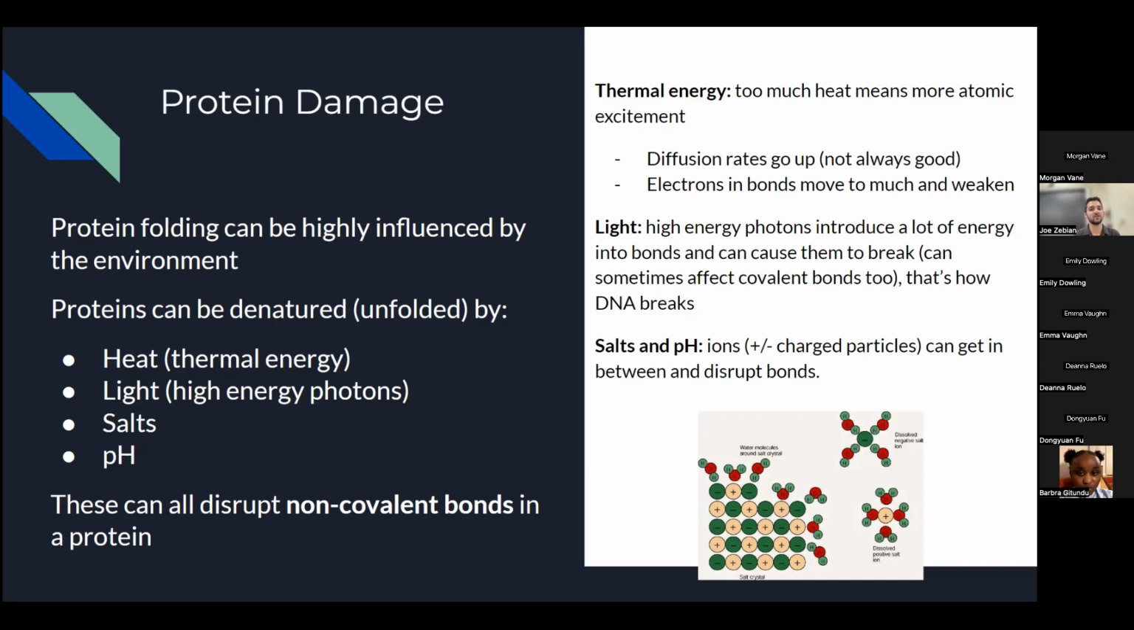And then salts and pH, these are ions. They have positive and negative charged particles that can get in and disrupt bonds, as you might imagine, based on how charge interactions work.